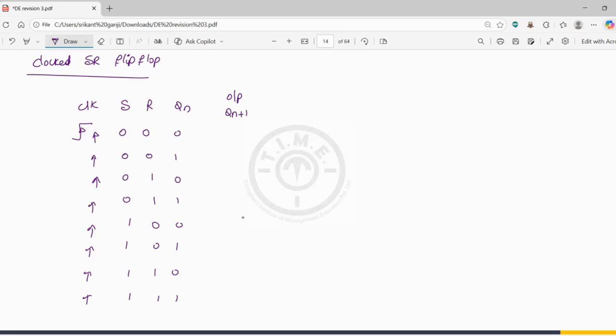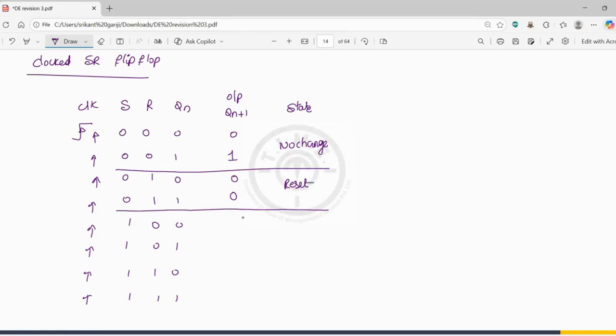If set and reset are 0, there is no change. This is the state. And if I am giving 0 and 1, whatever the set value is there, blindly you can keep here, and that is called the reset value. And if you are giving 1 0, I can say that it is a set value. And 1 1 is called the indeterminate form.